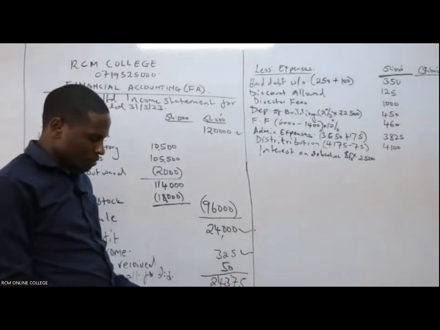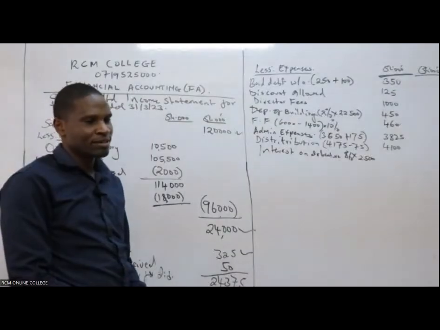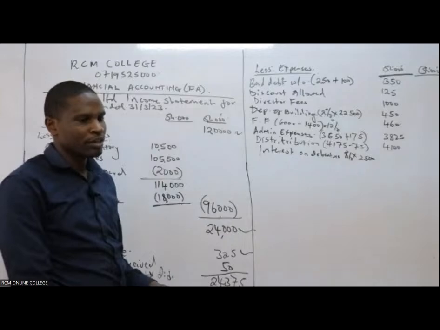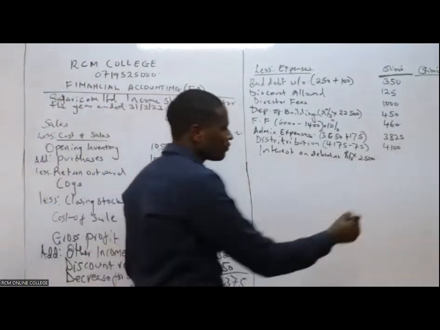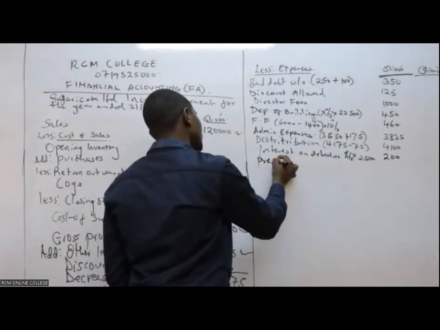8% interest on debenture. Then we have the proposed dividend. Look at the last additional information. We are given the proposed dividend, the preference dividend. Here I am given 200. Preference dividend.